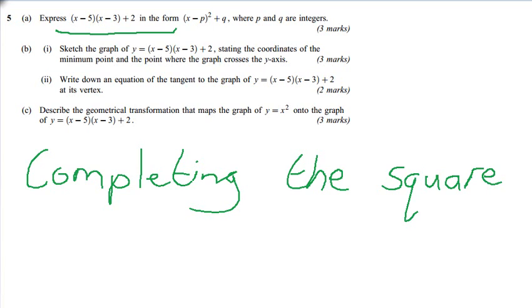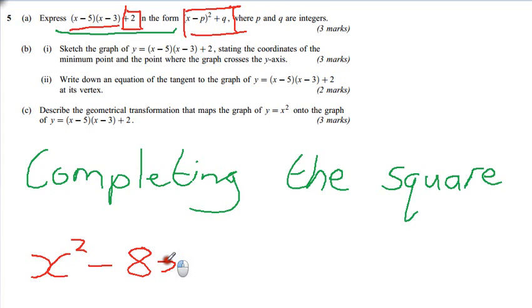Now, he told us to get this question into this form. Ignore the +2 there for now. We'll deal with that later. Let's just focus on these two brackets. Let's times them out so we get a quadratic out of it. So we get x squared minus 5x minus 3x is minus 8x plus 15, and then we just have this +2 over here. Let's not worry about that for now.